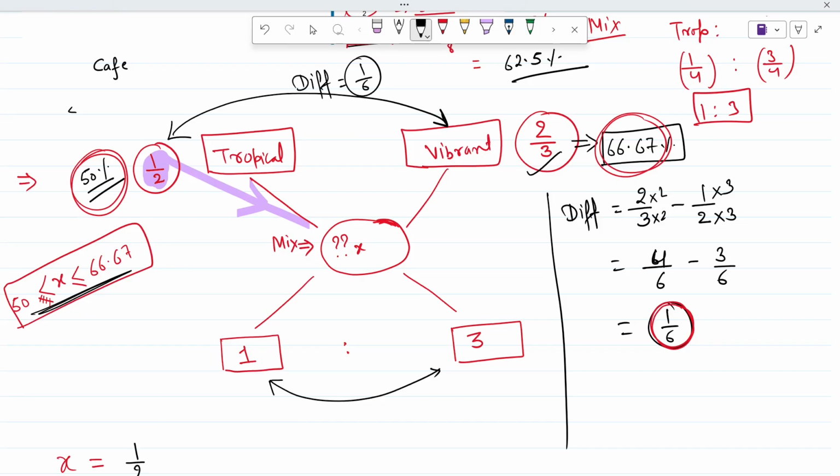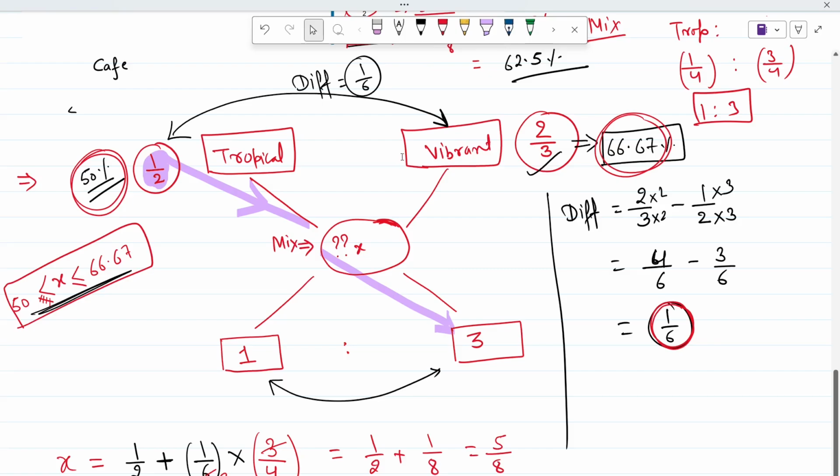So I should write 1 by 2 plus something greater. How much do I have to add? I have to divide this difference 1 by 6 in this ratio, and the proportion of this is 3, so you have to write 3 over 4. I have to divide this difference 1 by 6 in the ratio of 1 is to 3, and take the proportion 3 here. So we can simplify this. We are getting 1 by 2 plus 1 by 8, which is equal to 5 by 8.